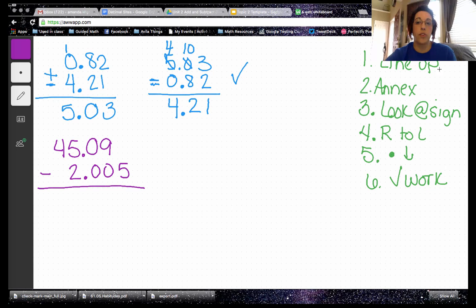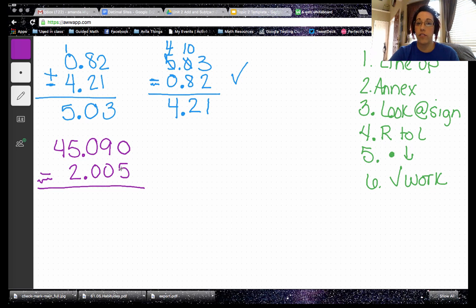So follow our steps. We've lined them up. We need to annex any zeros. We've got a place here with nothing, so we need to annex a 0 and add it so that we can do our subtraction. Look at the sign.